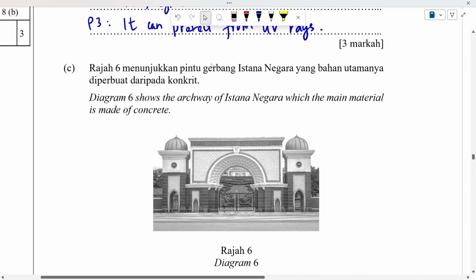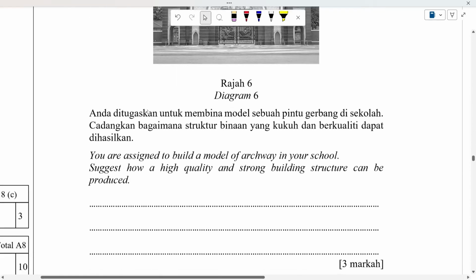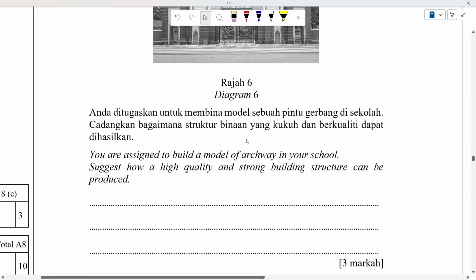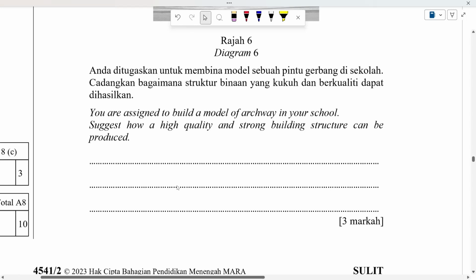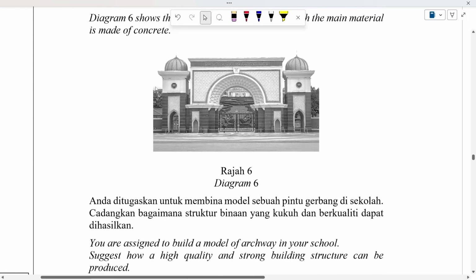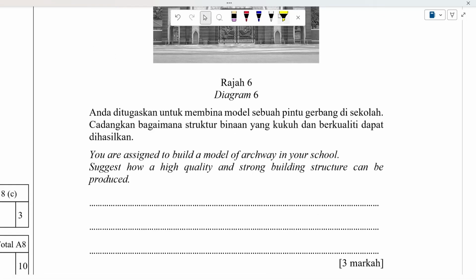It shows an archway of Istana Negara, whose main material is concrete. Now you are assigned to build a model of the archway in your school. Suggest how a high quality and strong building structure can be produced. Okay? So class, how? We use what? This one is concrete, right? So how to make it more durable or stronger?